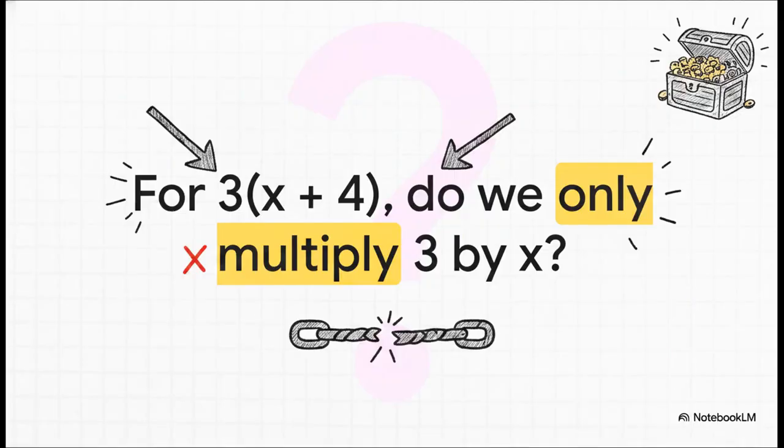Take a look at this. 3, open bracket, x plus 4, closed bracket. Have you ever been tempted to just multiply that outside 3 by the x, get 3x, and completely ignore the 4? I mean, don't worry if you have. It's actually one of the most incredibly common mistakes in all of algebra. But as we'll see today, doing that is completely mathematically illegal. To properly open those brackets and unleash the values inside, we have to share the wealth evenly.